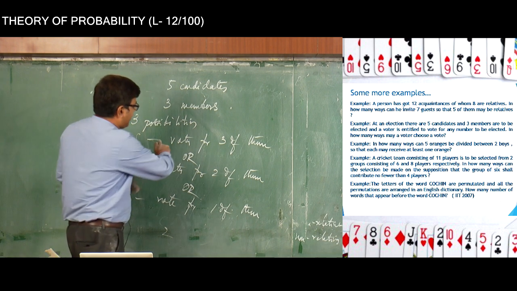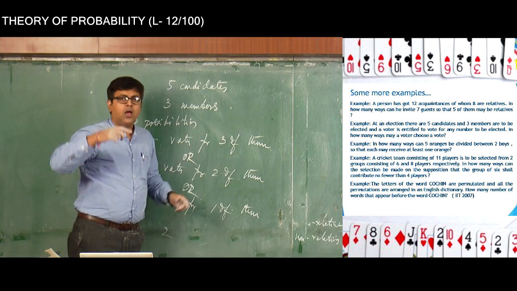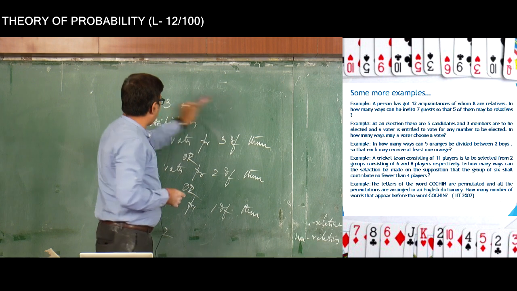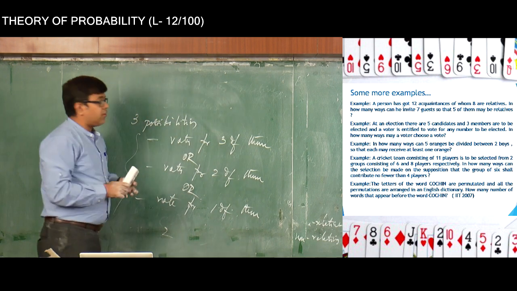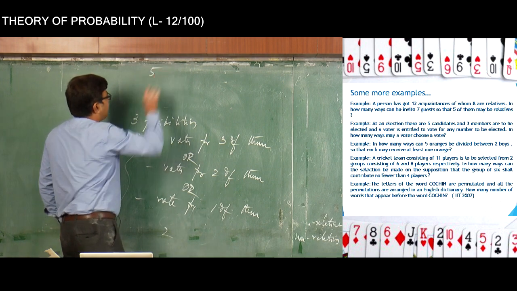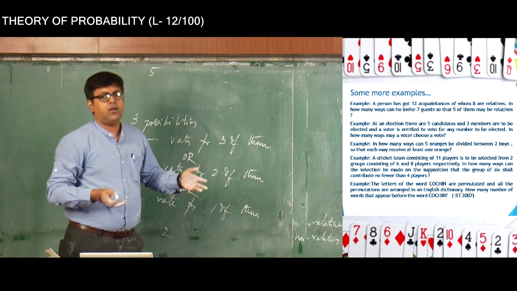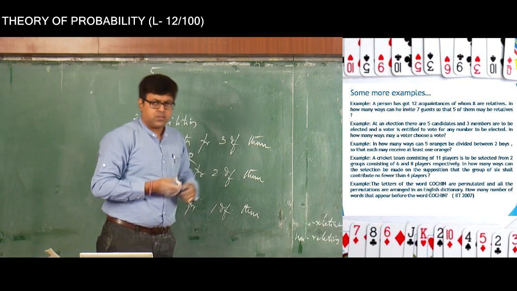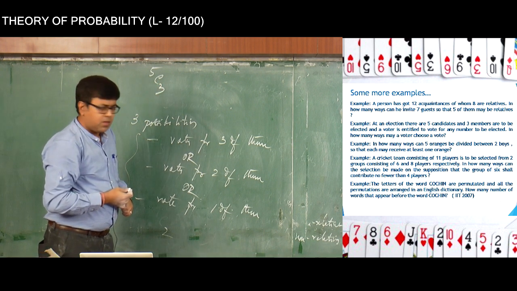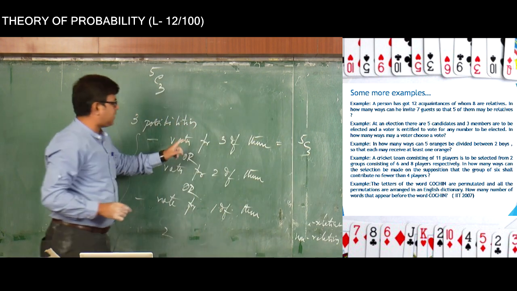That means if I can find the number of ways for each one of these 3, and using the OR rule, that means addition rule, I'll get the answer. So my question is, what is the total number of ways of voting for 3 of them? Very simple. There are 5 candidates, and he is voting for 3 of them. So basically it's a selection of 3 things from 5 things. So he can do it in 5C3 ways. So 5C3 ways he can vote for 3 of them.